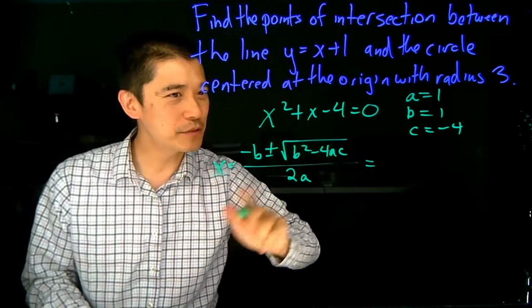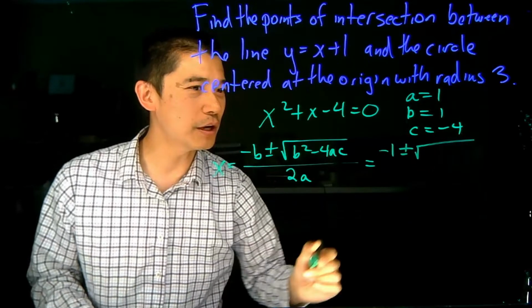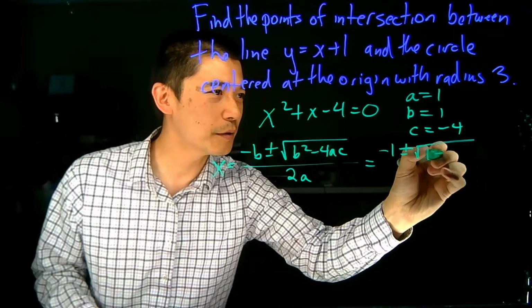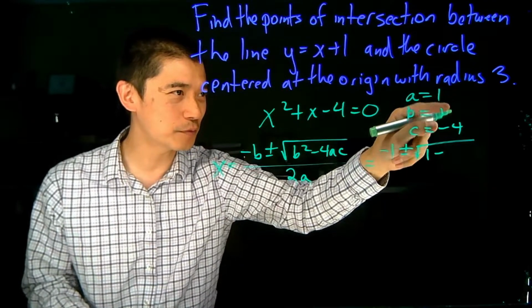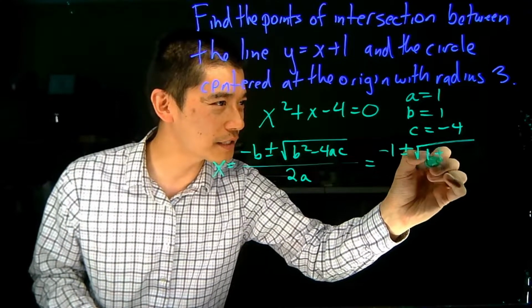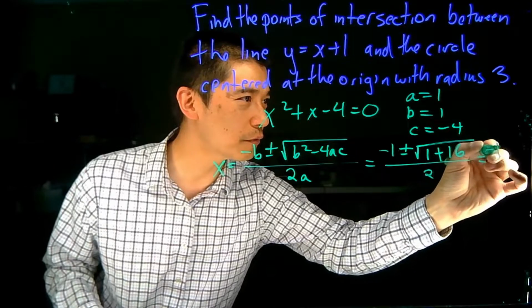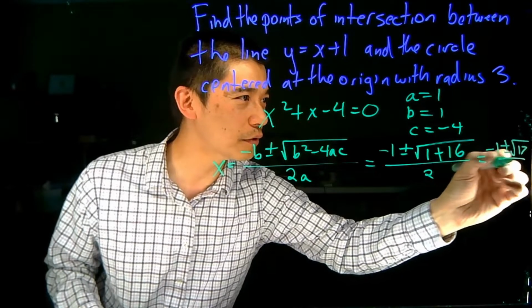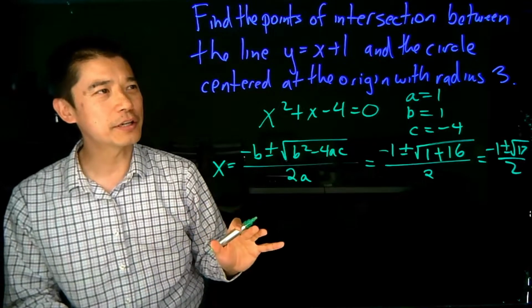b is 1, so negative 1 plus or minus the square root of b squared, which is 1, minus 4ac. So 4 times a is 4, and then times c is negative 16. So minus a negative is plus 16, over 2, which is negative 1 plus or minus the square root of 17, over 2. So this gives us our x coordinates.